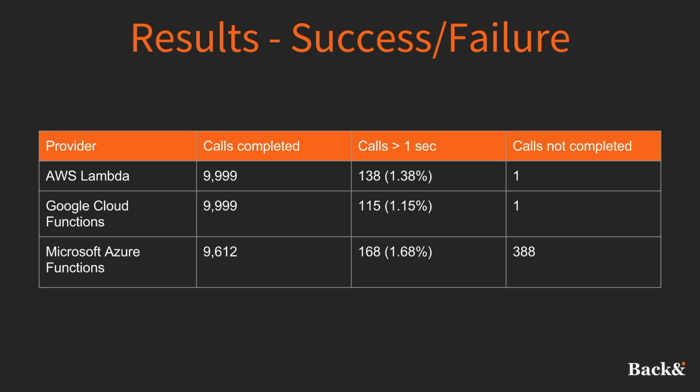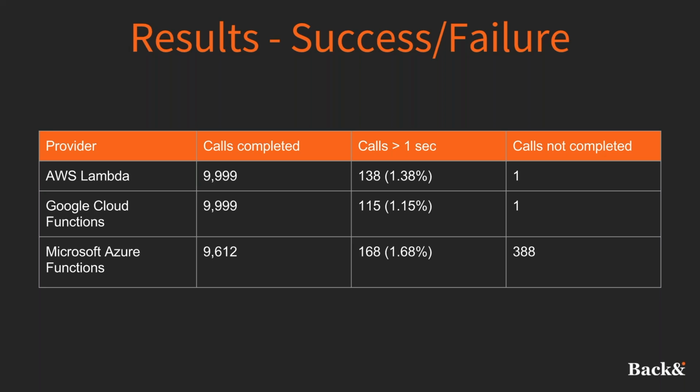And it's definitely an interesting data point to see how many of these calls took longer than a second when the average call is definitely far less than a second. In that case, Google Cloud Functions has the lowest number of calls that took longer than a second to complete at 1.15%. AWS Lambda is far behind at 1.38%, but Microsoft Azure has the highest, I guess, I don't want to call this an error rate, but rather the highest aberrant round trip time at 1.68%.